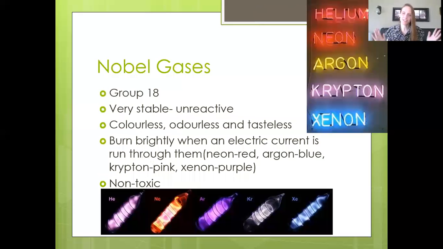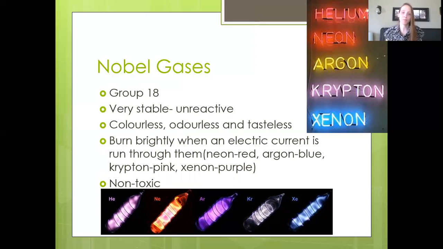And then the last family that we're going to talk about is the noble gases. It is the vertical column of group 18. And they are very stable. It is incredibly difficult to get them to react. They're often considered unreactive. They're colorless, they're odorless, they're tasteless.